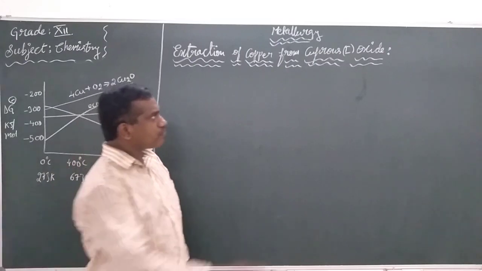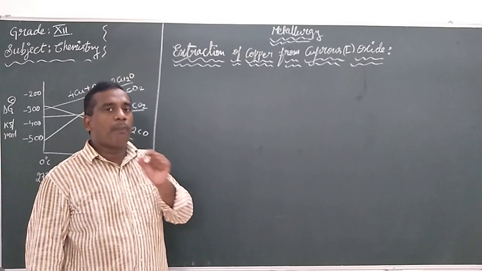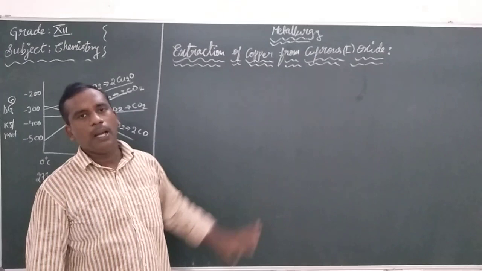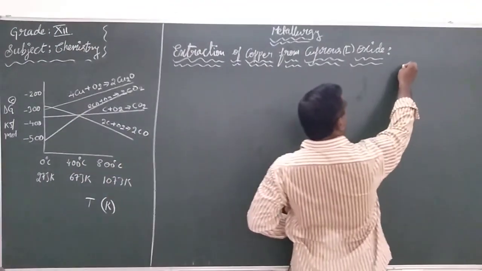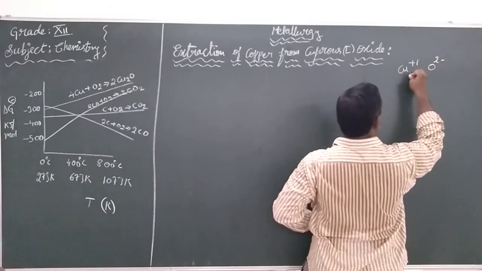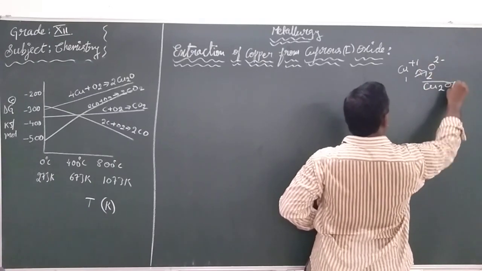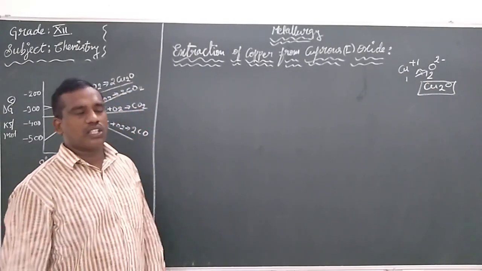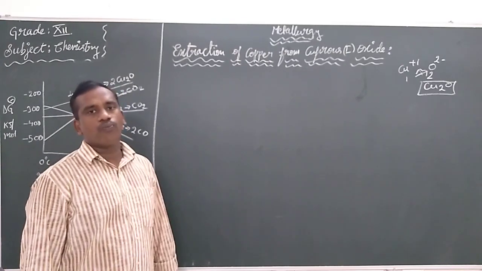Remember the point: whenever we give the oxidation number of a particular metal, it is represented by a capital Roman numeral in a simple bracket. Observe, cuprous(I) oxide means copper oxidation state is +1, and oxygen we know is 2 minus, so by crisscrossing, what will be its formula? Its formula will be Cu2O, cuprous(I) oxide.